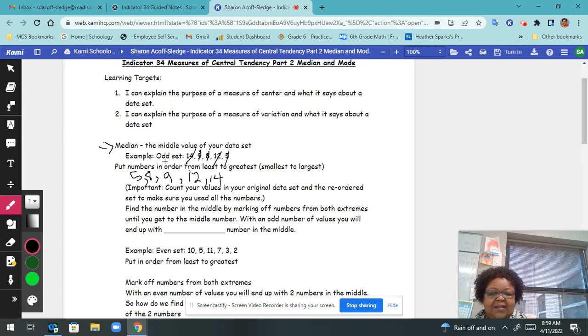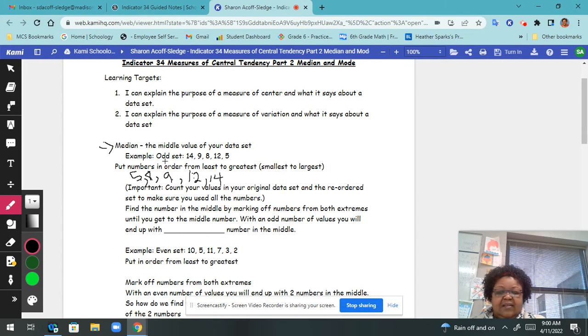Because I marked off my numbers, I saw that I had left off that 5. So just double check yourself. I would have caught it right here too. I have one, two, three, four, 5 numbers, and here I have one, two, three, four, 5. So I'm good. And it's simply the number in the middle. So that's what I did. I counted my numbers in my original data set and the reordered set to make sure that I used up all the numbers.